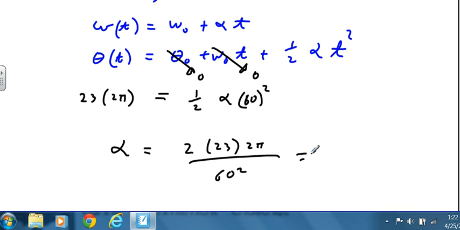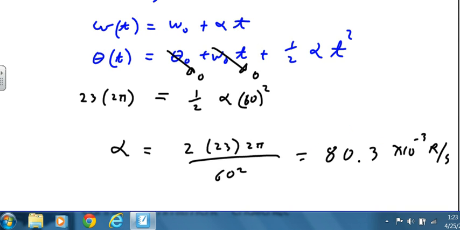2 times 23 times 2 times pi divided by 60 squared. And I'm going to have 80.3 times 10 to the minus third radians per second squared as my angular acceleration.